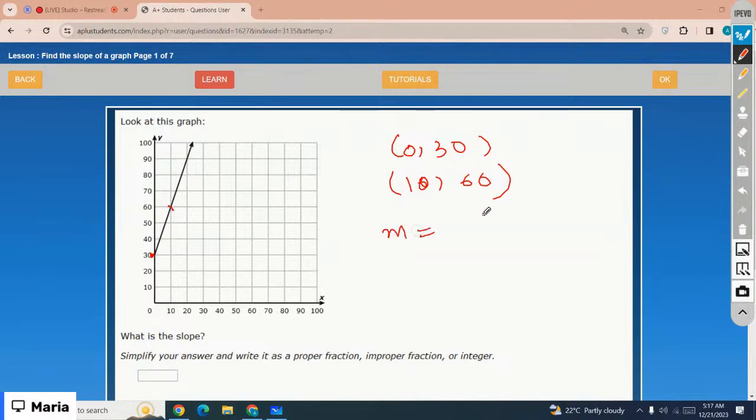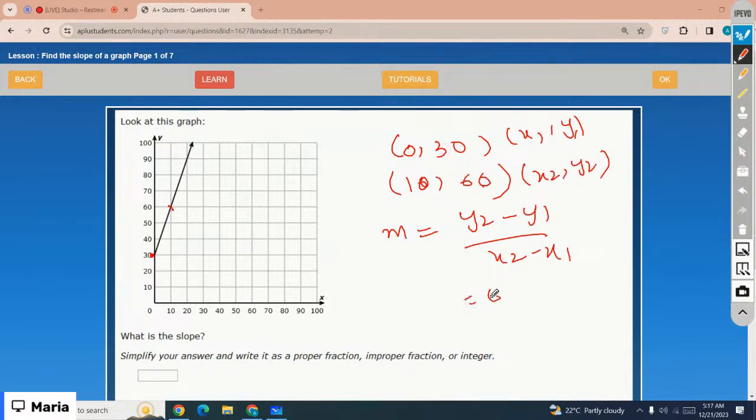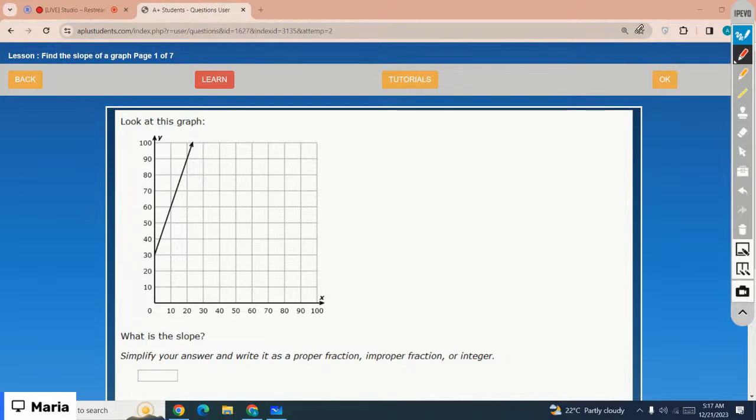So you need to calculate the slope, that is y2 minus y1 divided by x2 minus x1. This is x1, y1, and this is x2, y2, right? y2 minus y1 is 60 minus 30, and x2 minus x1 is 10 minus 0. So 60 minus 30 is 30, divided by 10. The correct option is 3. That means the slope of the given graph is 3, right? So the correct option is 3.